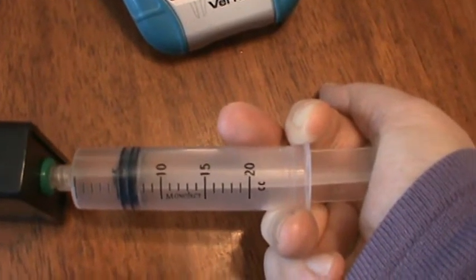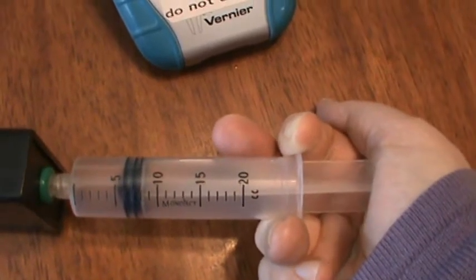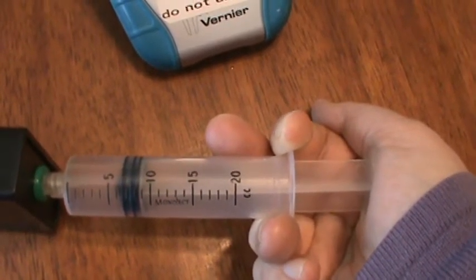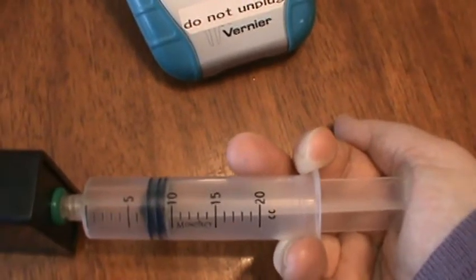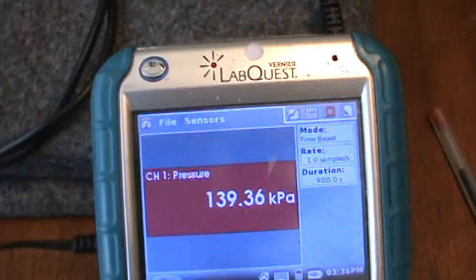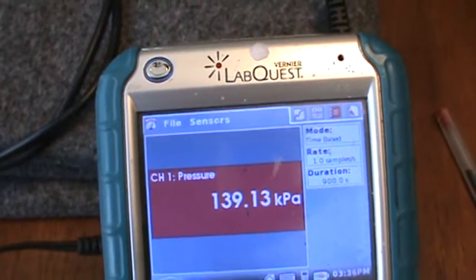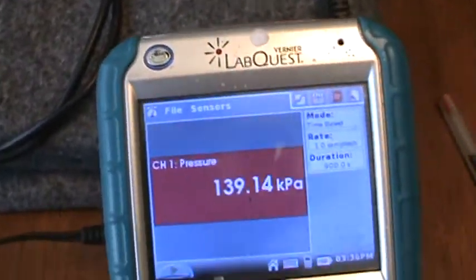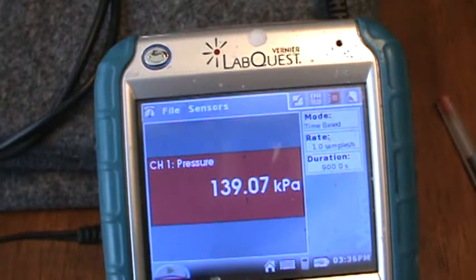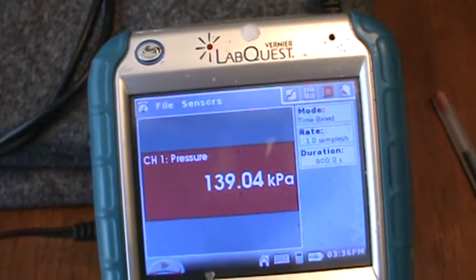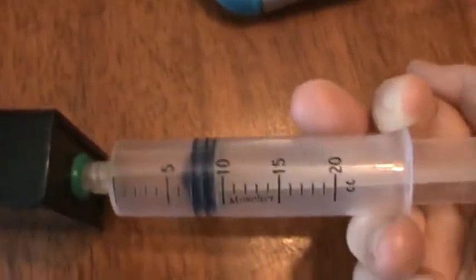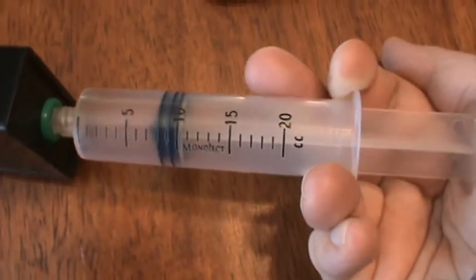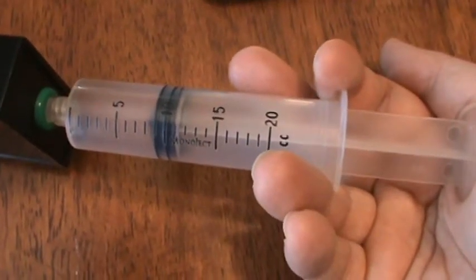Yeah, good. Now I'm going to release it until it's at the 7. So at 7.8 milliliters, we are at 139.2, we'll say. Let's go with 139 even. Yep, good. I'm rounding this because there's a lot of change.